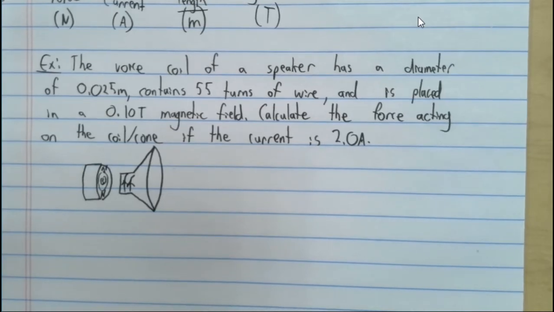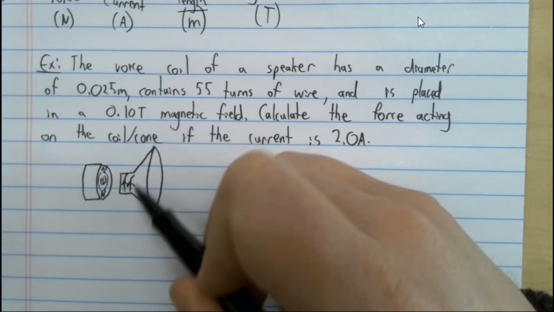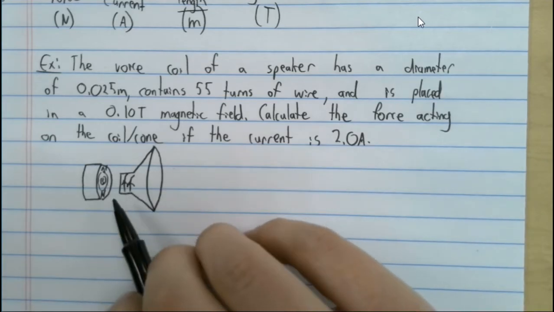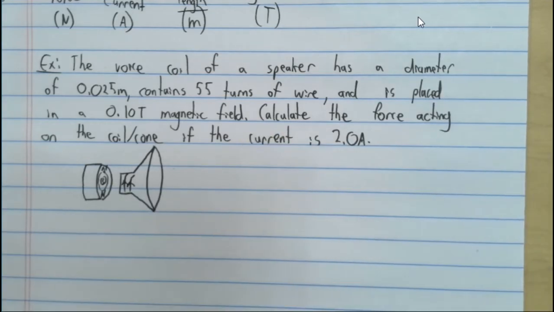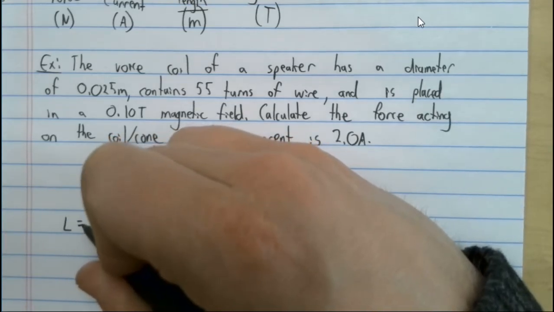Okay. So they gave us a diameter of, what was our diameter? 0.025. But we don't care about the diameter. We want the length of this wire. It's coiled and coiled and coiled. We want to know how long this wire would be if I stretched it out and got the full length of it. So really it's kind of a trick question here.